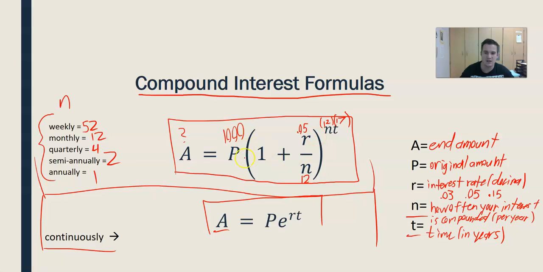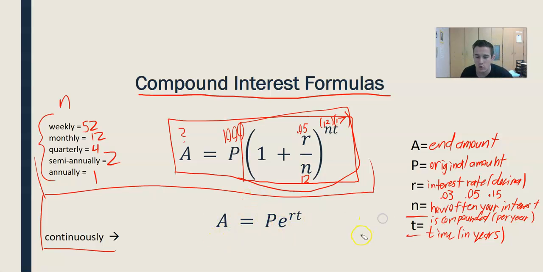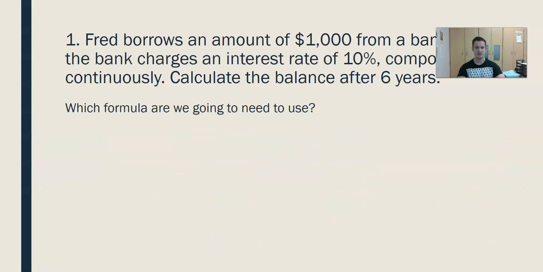So all of this jazz, if we're compounding continuously, turns into e to the RT power, which is where that e comes from. E happens to be the irrational number that helps us to compute continuous compound interest, which I think is pretty darn cool. Okay, so here are our formulas. We're going to go about and do some sample problems here.